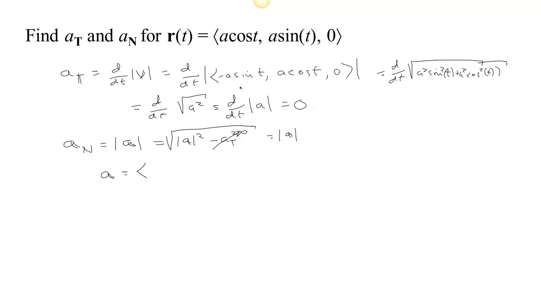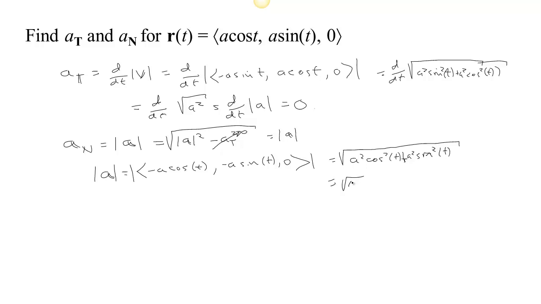The acceleration is the derivative of the velocity. We've already found the derivative of position, which is velocity, so we just do one more derivative. We get minus a cos t, minus a sine t, and 0. So the magnitude of the acceleration would be the square root of a squared cosine squared t plus a squared sine squared t, which is the square root of a squared, the absolute value of a, which is the radius of the circle.